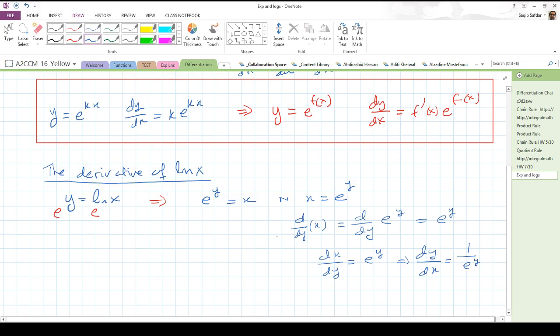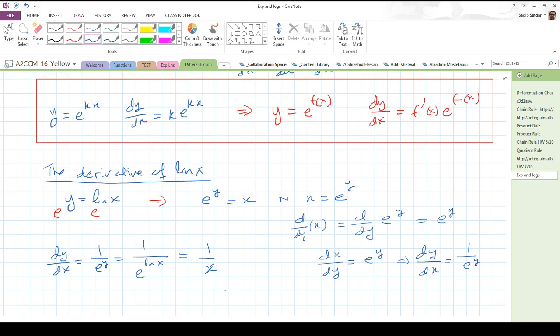But we know y is the same as what? What's y the same as? ln x. So if I write this down, I've got dy over dx equals 1 over e to the y, which is 1 over e to the ln x. e to the ln x is what? It's just x. So therefore I've got 1 over x. Here it is. So if I differentiate my y, I get 1 over x.